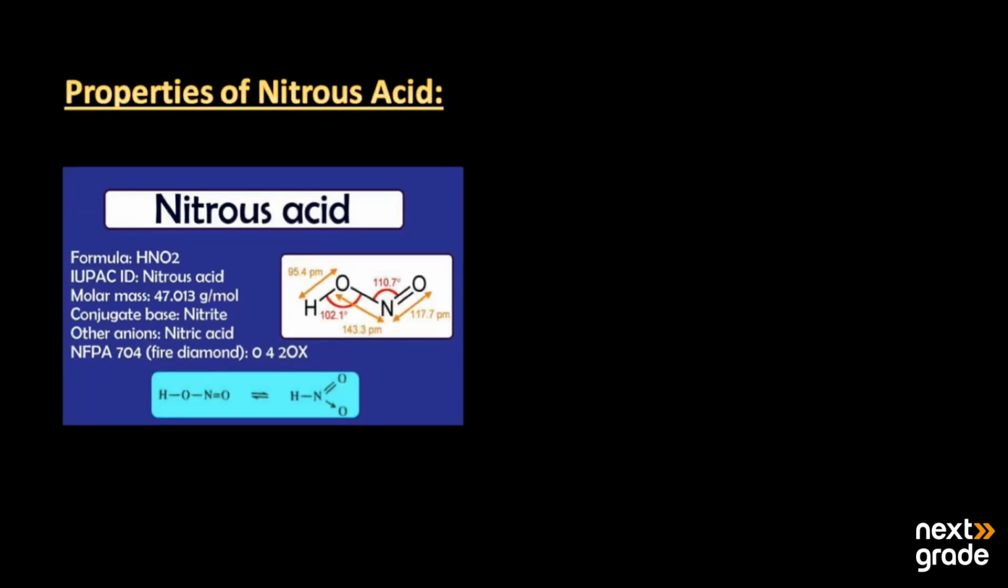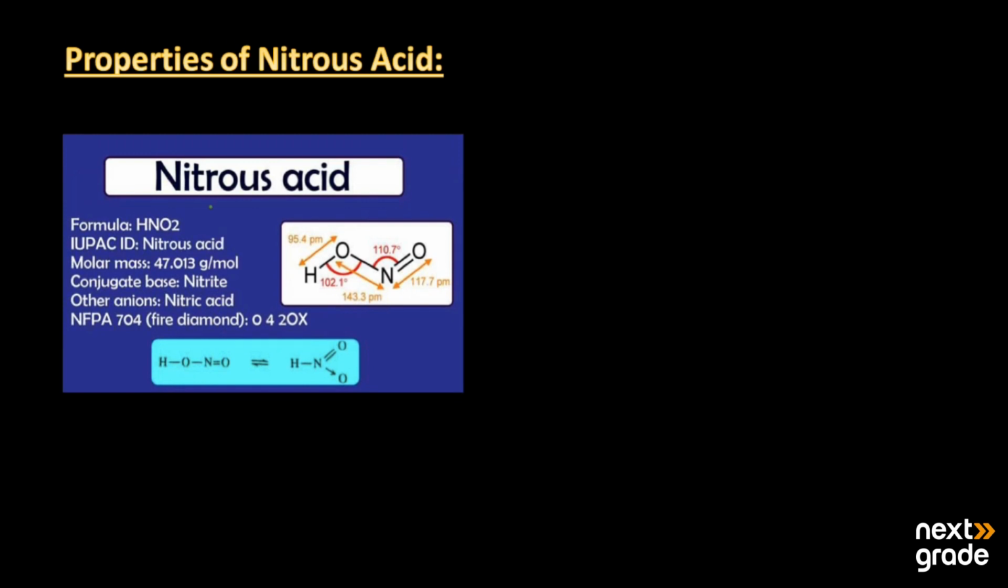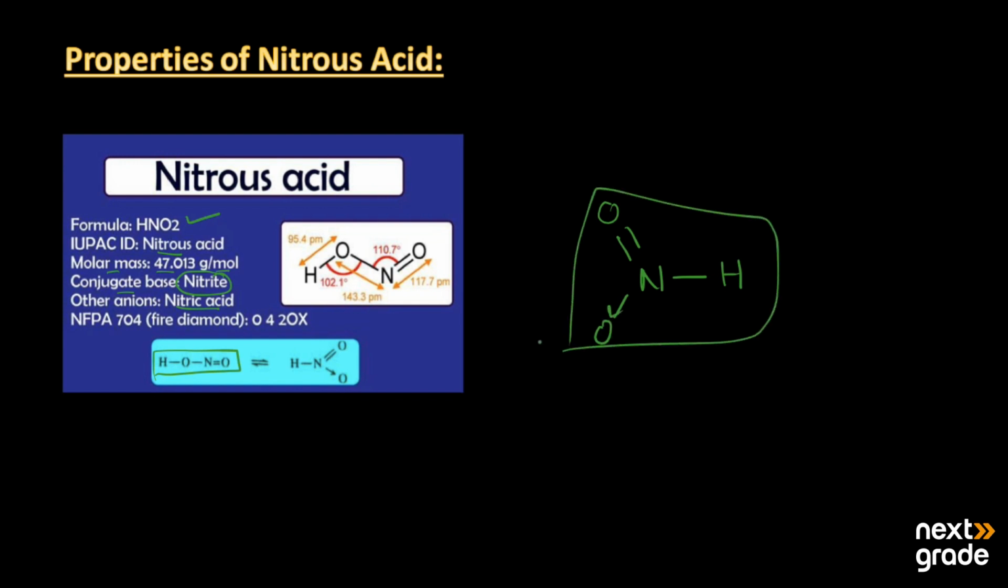After this we have some properties. The first property is its formula, which is HNO2. Its IUPAC name is nitrous acid. The molar mass of this acid is 47.013 grams per mole. Its conjugate base is nitrite. On the other hand, this is its simple structural formula. We can also draw it: one nitrogen bonded with hydrogen, and the two oxygen atoms are present like this. This is the nitrous acid structure.